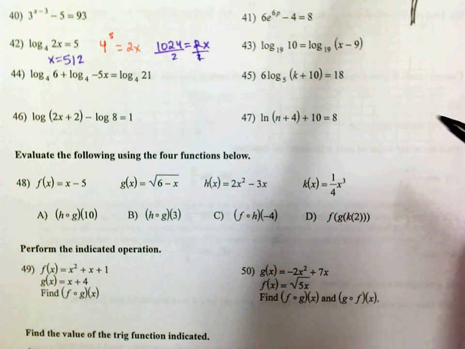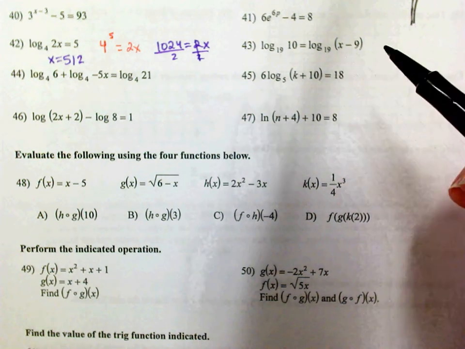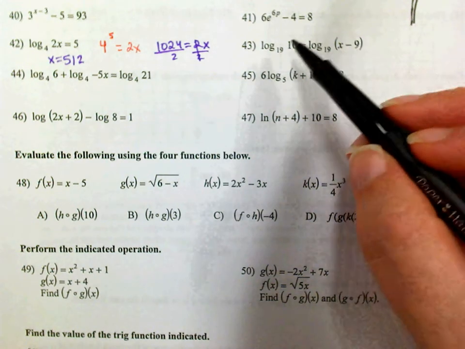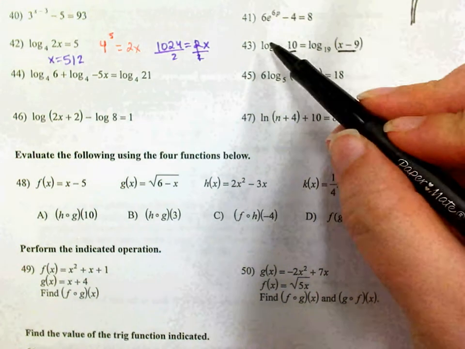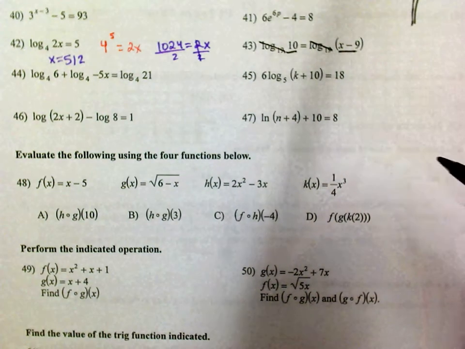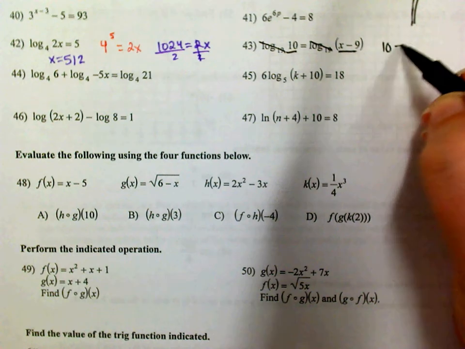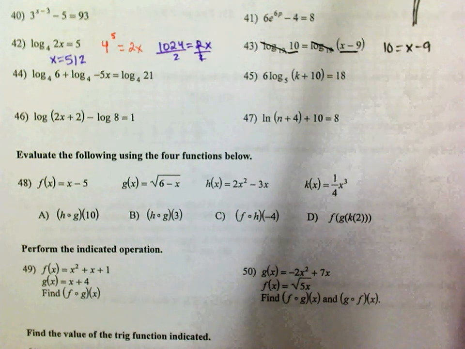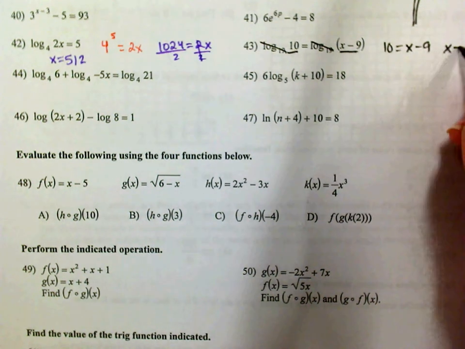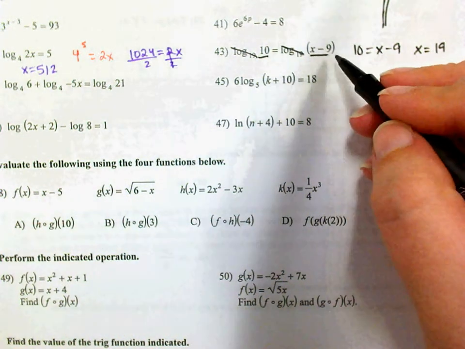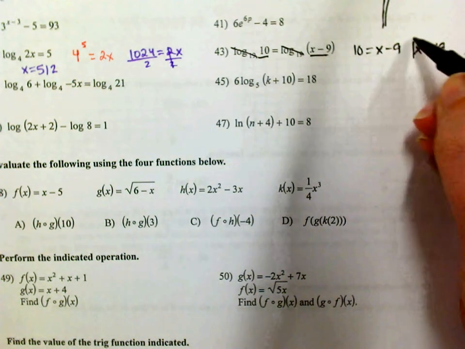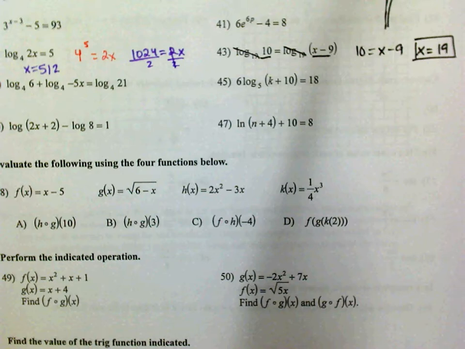Okay, this is only one log on this side and one log on that side, right? So the only way that log of this equals log of that is if this equals that, right? So in effect, I can do away with them, and I'm really just solving the equation 10 equals x minus 9. What do I do? Add 9, x equals 19. If I plug it in, I get 19 minus 9 is 10, so we're good. It's not 0 or negative.